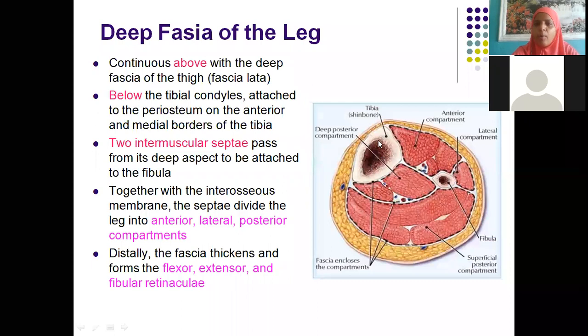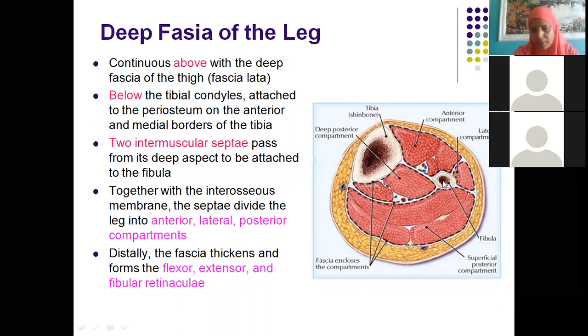We have a thick bone medially, that is the tibia, and a thin bone laterally, that is the fibula. Between the tibia and fibula we have the interosseous membrane, isn't it? Then apart from that we have certain fascial compartments. So what are those? You can see here. See this, these are the fascial compartments. Now this is behind and this is front.